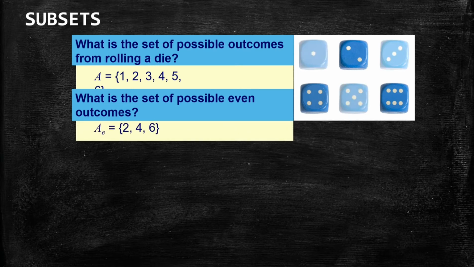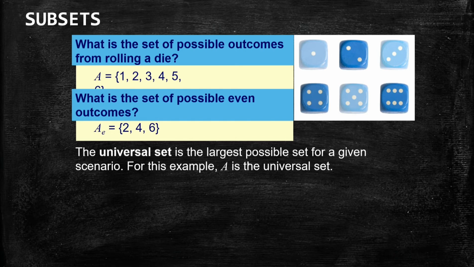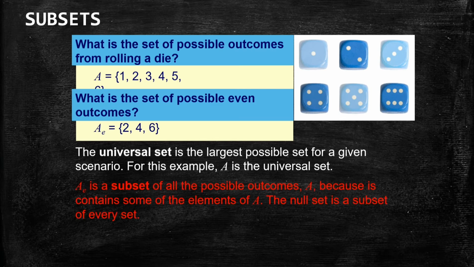I'm sure you would agree that there are going to be 3 possibilities or 3 elements in the set of possible even outcomes, and that is going to be 2, 4, and 6 out of these 6 options. Therefore, in that case, we could say that AE, the set of possible even outcomes, is a subset of the total set of possible outcomes from rolling of a die. So AE is a subset. We have already seen that because it contains some of the elements of A.